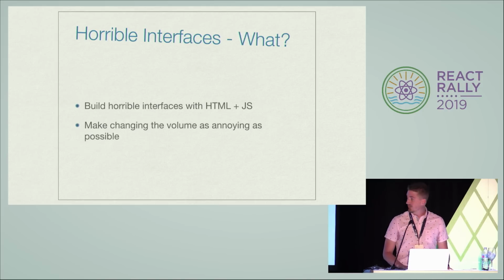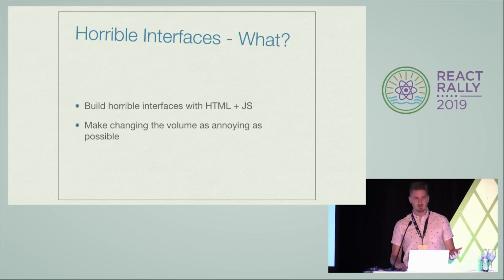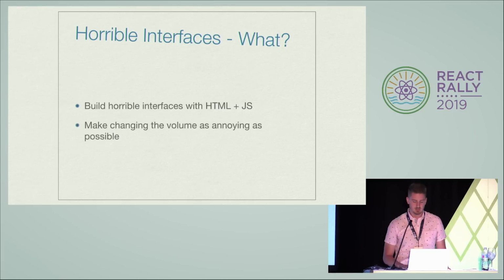So what we're going to be doing today is building 5 different horrible interfaces really quickly, just going over them. It's actually all going to be in vanilla JavaScript and HTML, and I'm also going to provide CodePen links for all of these. Not only are the interfaces horrible, but I'm going to probably guarantee that the code itself is horrible. So it's a good opportunity for you to go out and fork it and actually make it good, especially when it comes to accessibility and things like that. The goal of each of these interfaces is to make changing the volume as annoying as possible.